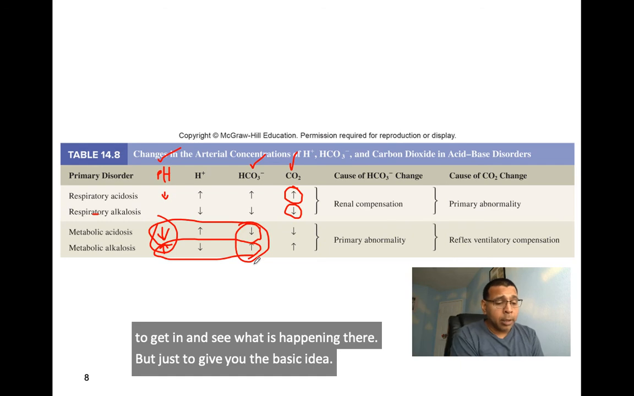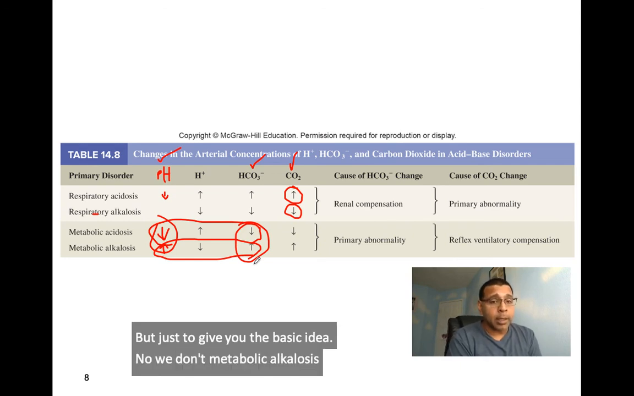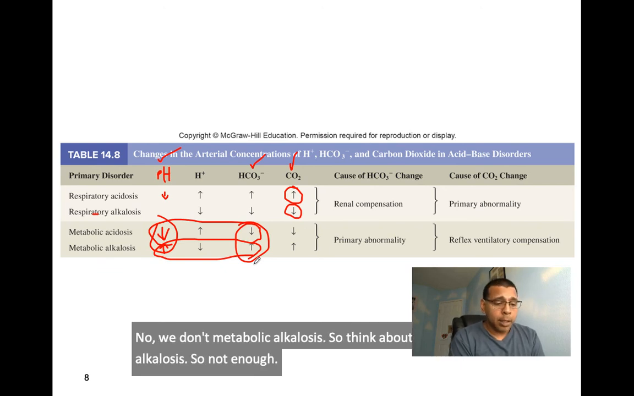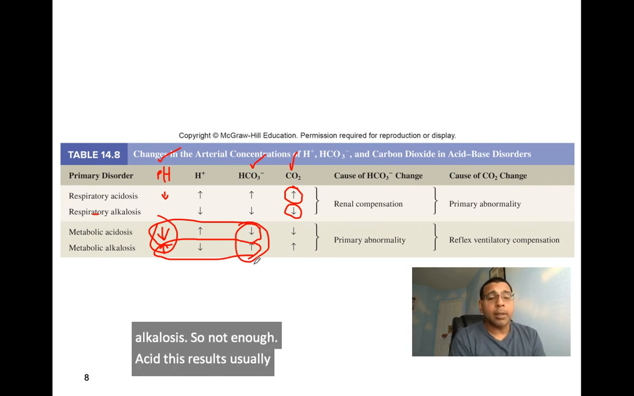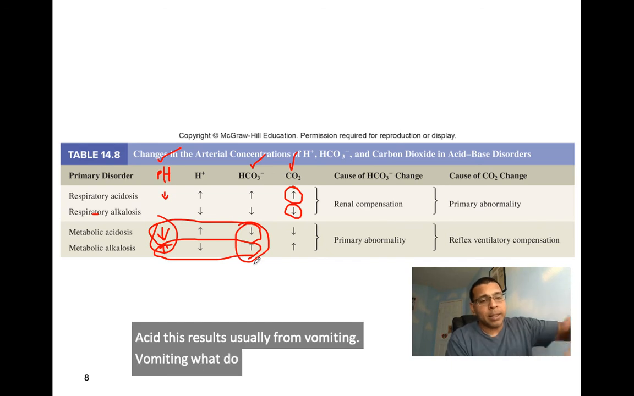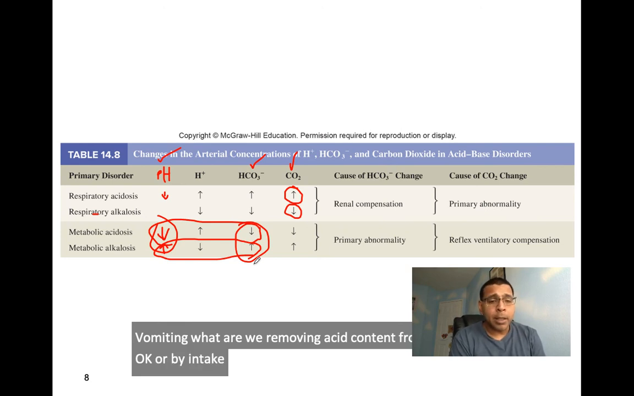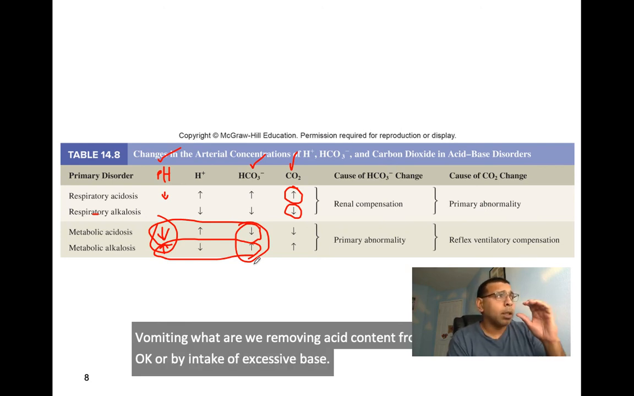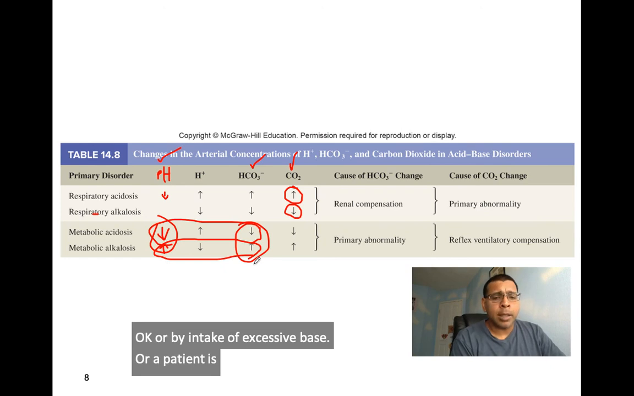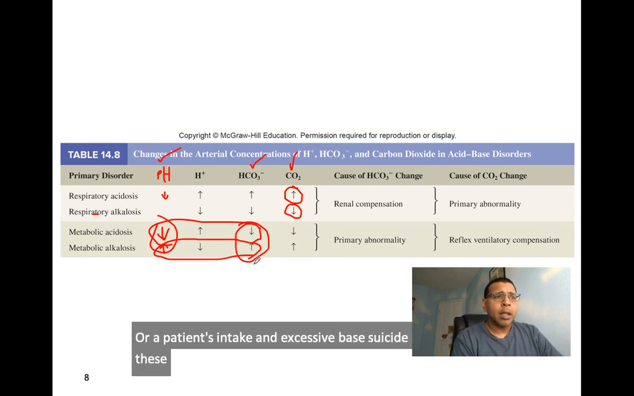Now, metabolic alkalosis: think about this. Alkalosis means not enough acid. This results usually from vomiting. With vomiting, what are we removing? Acid content from the body. Or it can result from intake of excessive base, or a patient taking excessive base, by suicide or accident. All right, this concludes this second part.